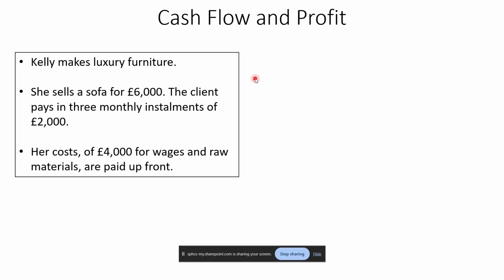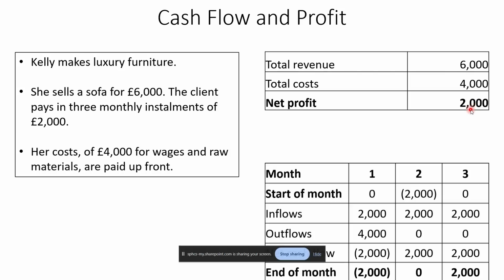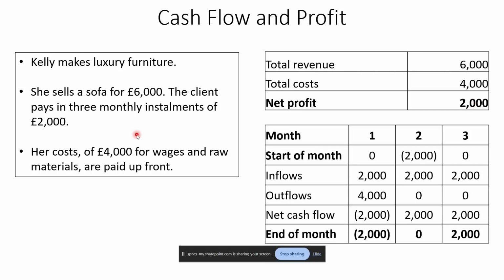Now, the first slide I've got here is on a topic that students find difficult. It's the difference between cash flow and profit. In this example, I've got a luxury furniture manufacturer selling a sofa for £6,000. The client is paying in 3 monthly instalments of £2,000. Kelly's costs are £4,000. So how much profit? Easy. 6,000 minus 4,000 equals 2,000. No problem. But the cash situation is going to look very different.